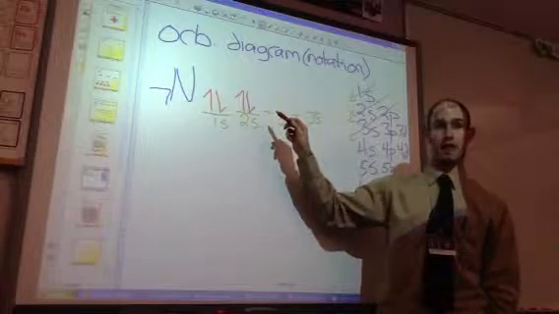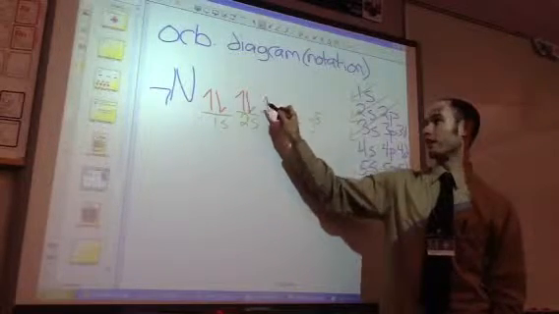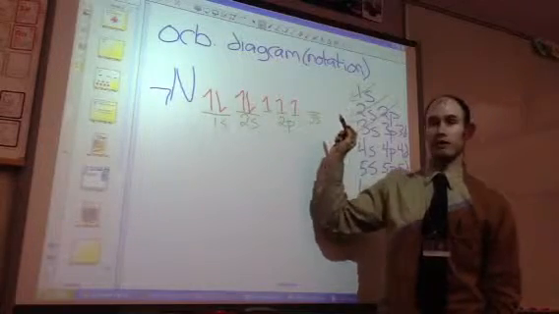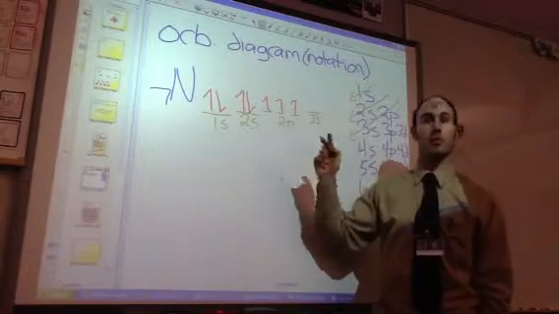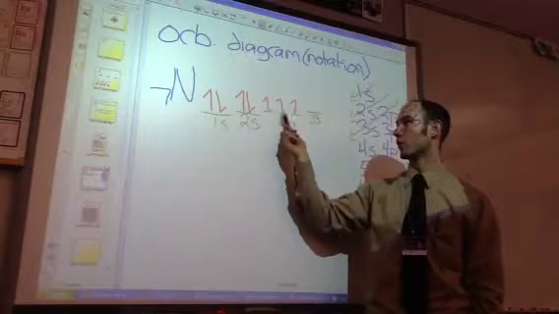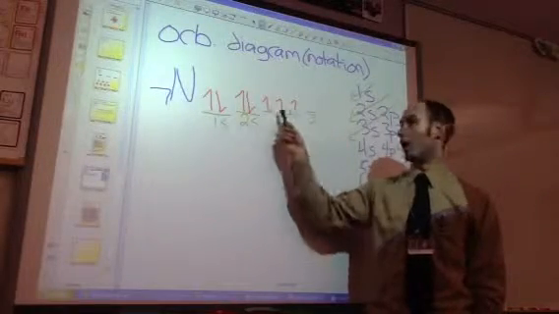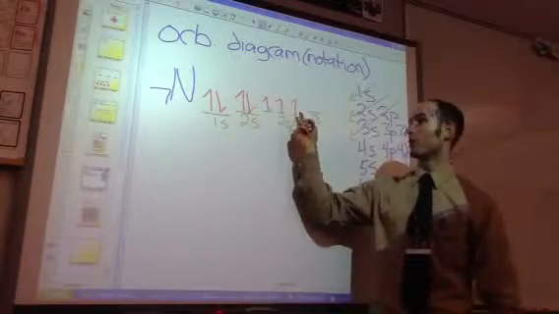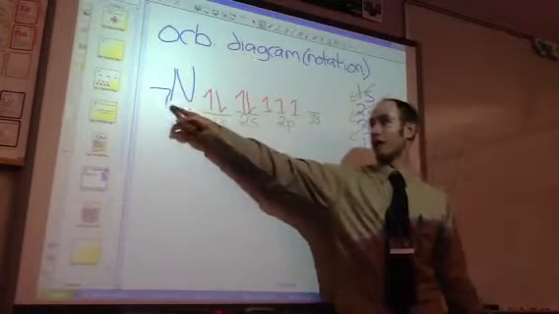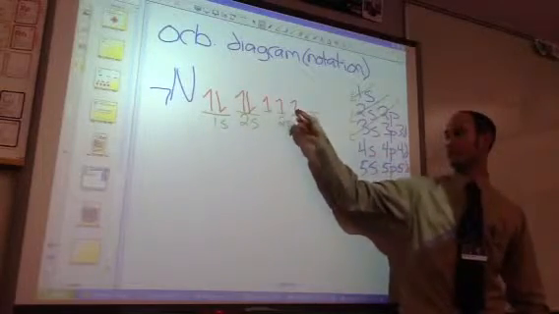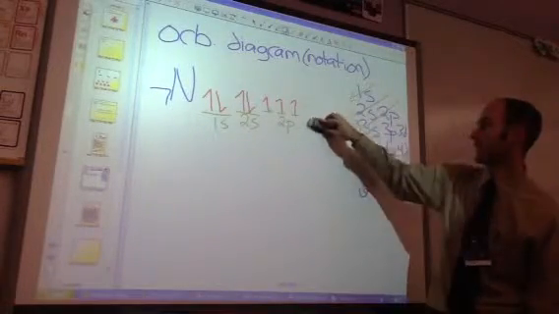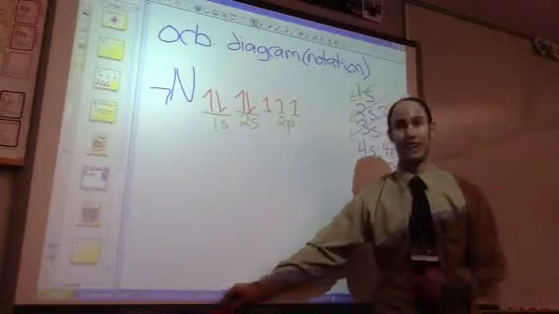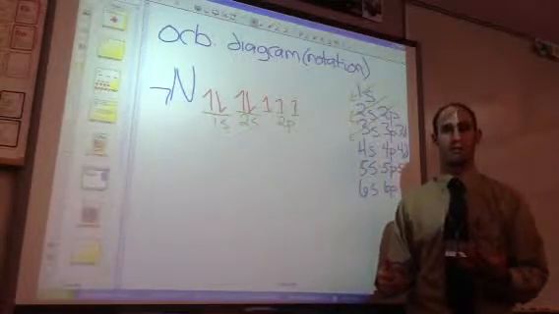I need to get to 7, right? So I put 1 here, 1 here, and 1 here, all with the same spin. I don't double any of them up because I have to follow my rules. Everyone gets 1. They all have to have the same spin before I start doubling them up. And I don't double it up because I have 7: 1, 2, 3, 4, 5, 6, 7. I'm done. I don't even end up needing that 3s. That is the orbital notation for nitrogen.